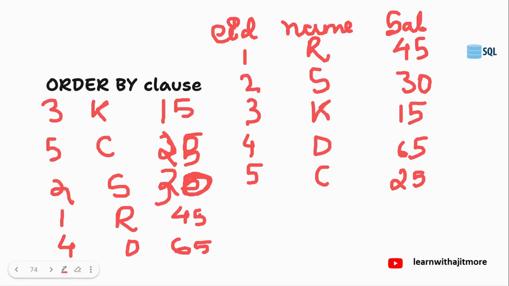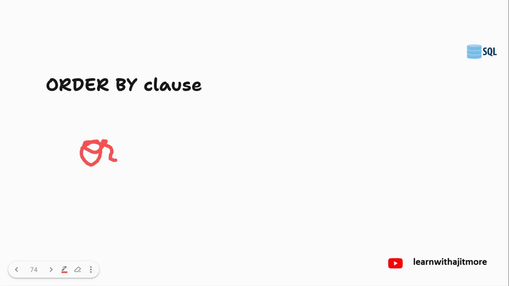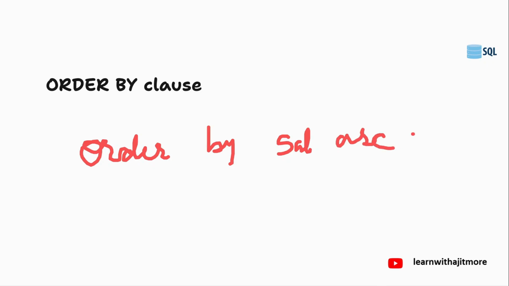Understanding? Clear? Okay, so how will I write the order by clause? I'll write order by and the column name, that is salary. By default, it is ascending. If you want to explicitly tell, you can write ASC, that is allowed. When you don't write, it is ascending, and if you explicitly write, it is also ascending. But if you want descending, you have to write DESC. Salary descending, so it is going to sort on the salary basis, but descending.